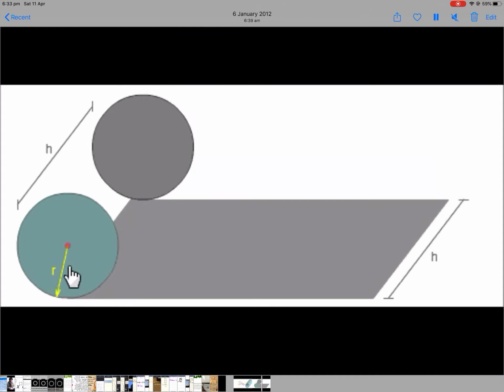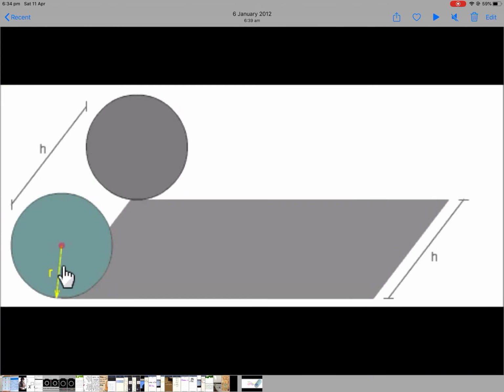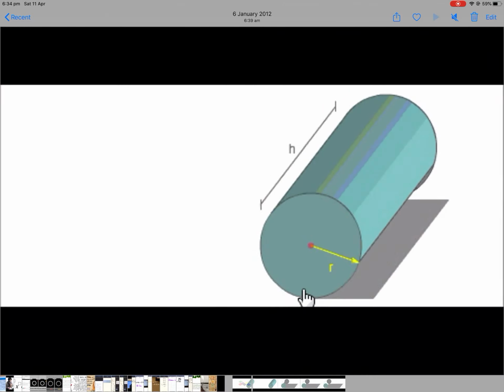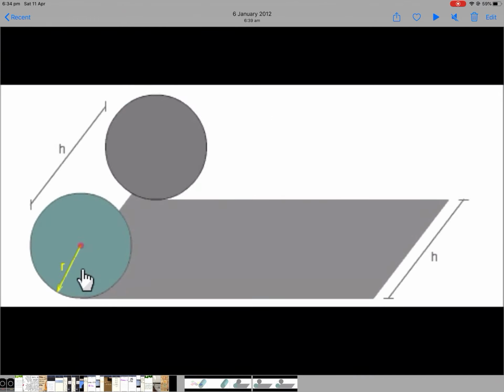So unwrapping a cylinder. We start with a cylinder and we slowly unwrap it. And by the end of unwrapping, we get two circles, the top and bottom, as we expected. And the curved edge around is a rectangle.